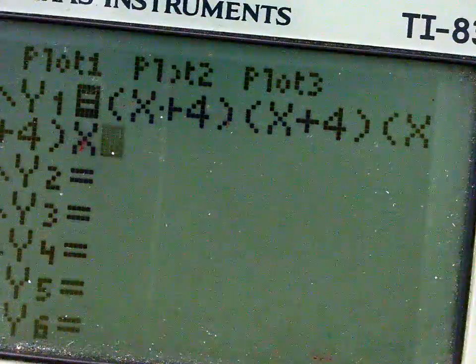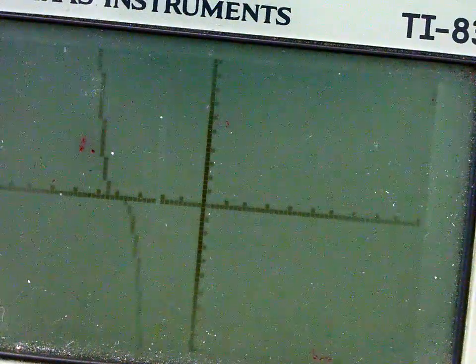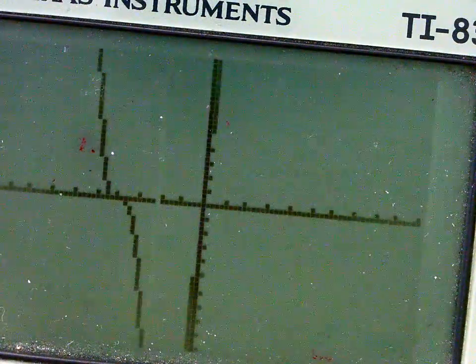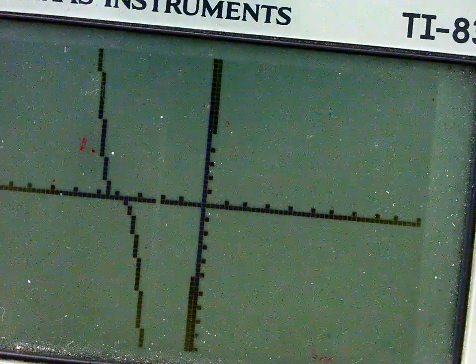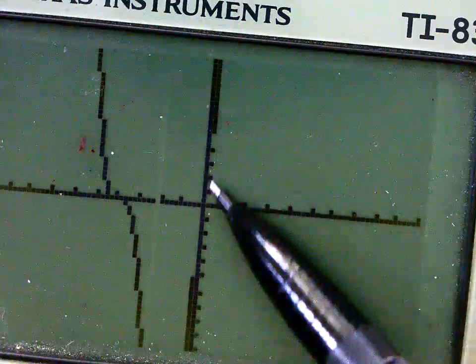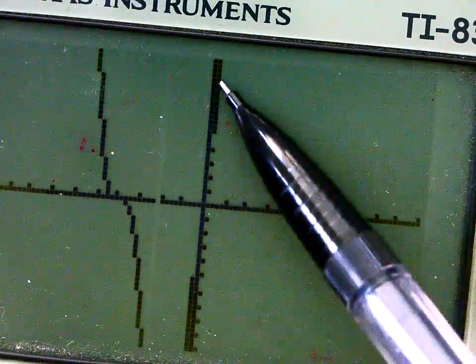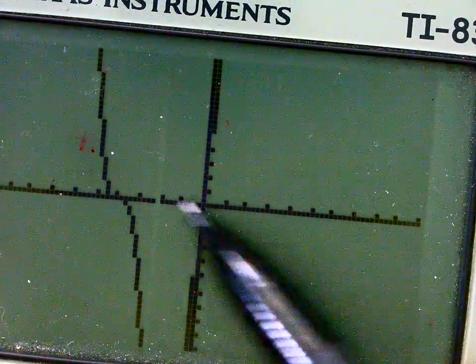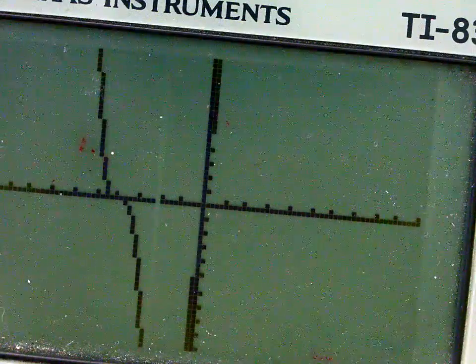There's only one way. How interesting. So, it crossed through. It does cross at 0 also. It's just really hard to see because it's really steep right there. But so it's crossing at 0 and it's crossing at -4.